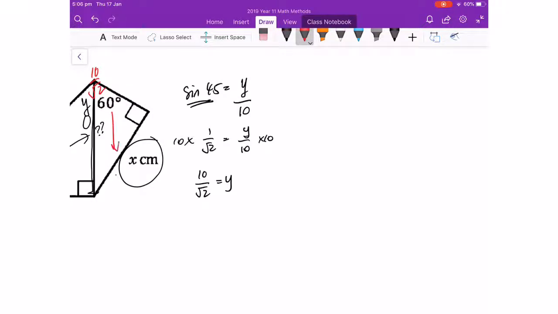So we've got our opposite, which is what we're trying to look for, which is x. And then we've got our hypotenuse. Remember, this is the longest side. This is not my adjacent. So that's my hypotenuse. So we're going to do sine 60 is equal to my x over 10 over root 2. The way we can fix this up is just basically flip it, so it is equal to root 2x over 10.